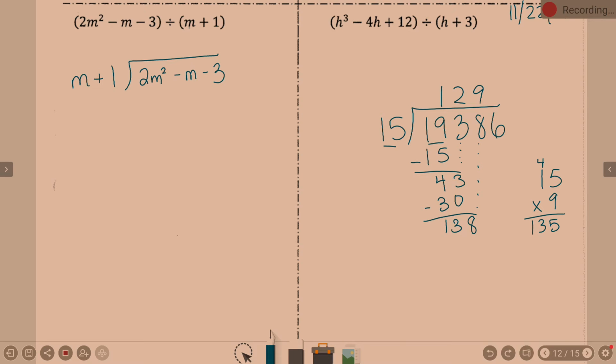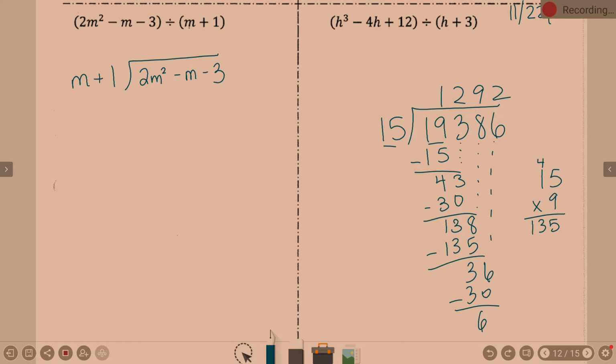9 times 15 is 135. 138 minus 135 is 3. Bring down the 6. 15 into 36: 2, because 2 15s is 30. 36 minus 30 is 6. 15 can't go into 6.